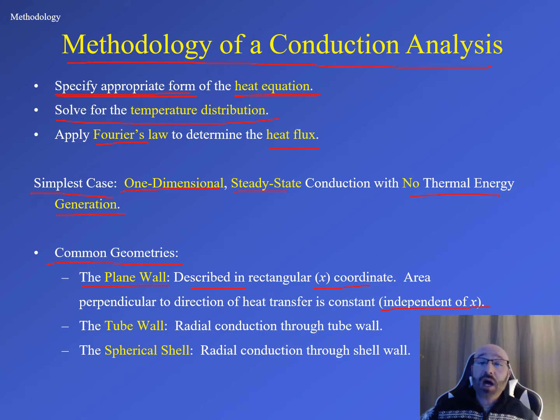Now, as we move on to Module 4.2, we'll start looking at these two geometries, where we're dealing with a tube wall, which has radial conduction through that tube wall. It's not one direction through it. And then the spherical shell, where we have radial conduction through the shell wall. These we'll get to when we look at section 4.2 within this module.